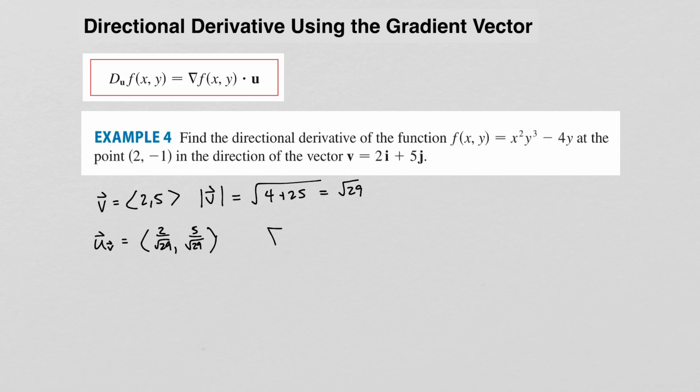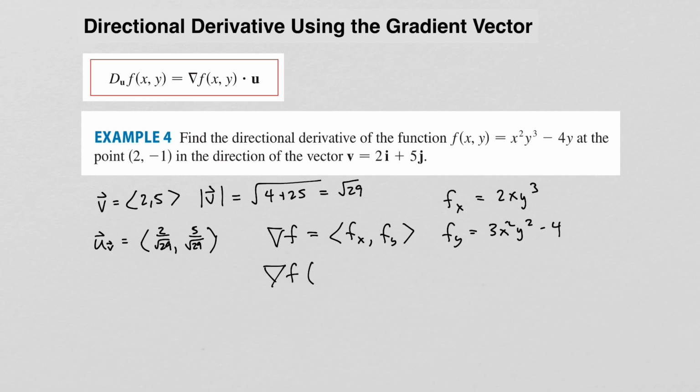Now I need to find the gradient vector, which is (fx, fy). So let's find fx and fy. fx is going to be 2xy cubed, and fy is 3x squared y squared minus 4. And then finally, we have to find the gradient vector at the point, in this case, (2, -1). So I need to plug in x equals 2 and y equals -1.